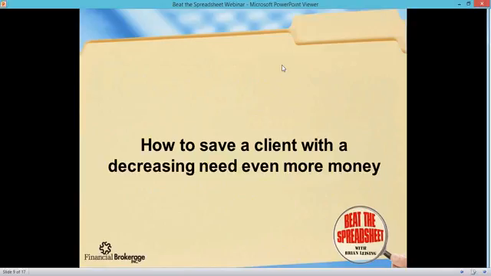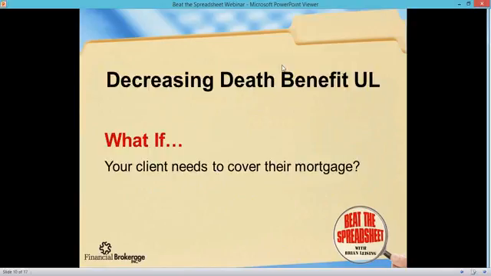Now, if our client has a decreasing need, kind of like what we just discussed, there's another way to save them some money here. So this idea works well with just the mortgage in mind. We're not going to worry about income replacement right now, but this is pretty common. People buy a house, or they refinance, and now all of a sudden they're concerned about covering that mortgage. And it used to be years ago, some companies offered decreasing term life insurance, and that fell out of favor, and I don't know if anybody's even offering it anymore.